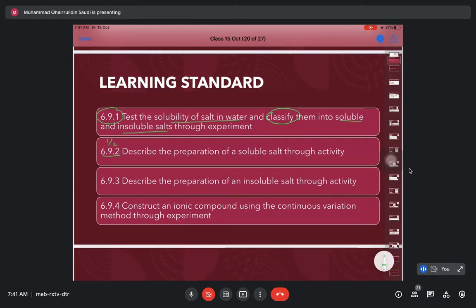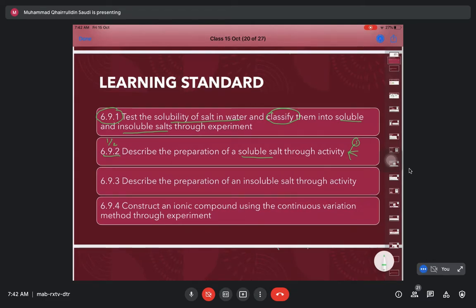Okay, and I'll see if we have videos from MRSM channel that I can share with you guys after this. Okay. Next one, we are going to describe the preparation of soluble salt. There are 4 ways. Okay, generally 4 ways to prepare soluble salt. We are going to look at the first way first. Okay, cara yang pertama sahaja. So that is what we are going to learn today.